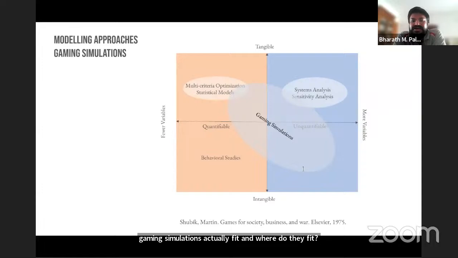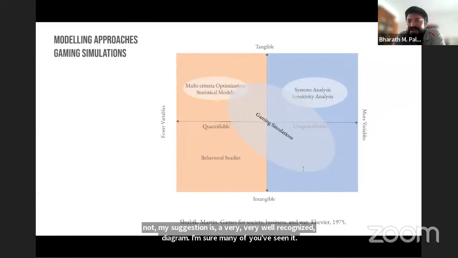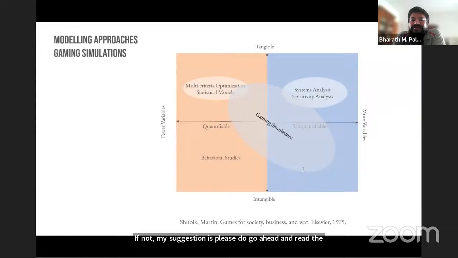Typically, this is a very, very well-recognized diagram. I'm sure many of you have seen it. If not, my suggestion is please do go ahead and read Shubik. It's a wonderful read, really lovely for anybody working in the area. When we start looking at variables, you can look at it on two axes. One is what are called tangible variables, and the other is what are called intangible variables. Tangible variables could be quantifiable, for example money, time, the amount of manpower required. All of those are tangible.